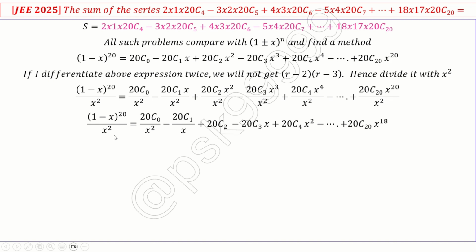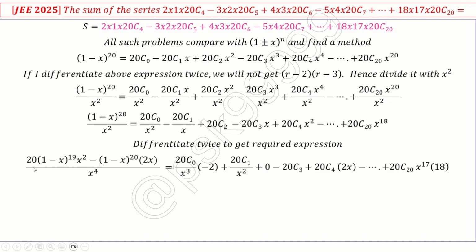First I simplified the coefficients, so 20C4 will have x square. This is my first term in this S. Now if I differentiate 2 times, I get 2 into 1, which is what I require. Now differentiate it 2 times. What I get is this: the first time, 20 into (1 minus x) to the power 19 times x square minus (1 minus x) to the power 20 into 2x, divided by x to the power 4. Here, because it is 1 by x square, I get minus 2 divided by x cube, then plus 20C1 x square.